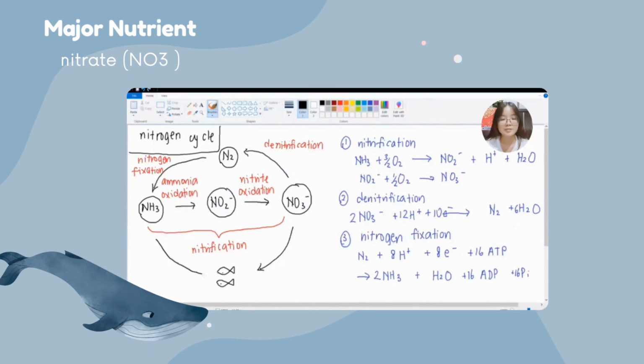At the same time, nitrogen assimilation also takes place, where uptake of nitrates by organisms and enter the food chain. When these organisms die, decomposition by bacteria release ammonia back to the surrounding. This process is known as ammonification.